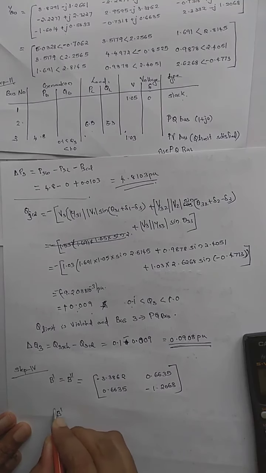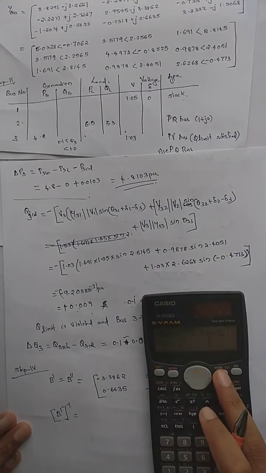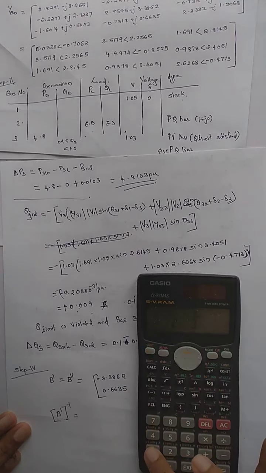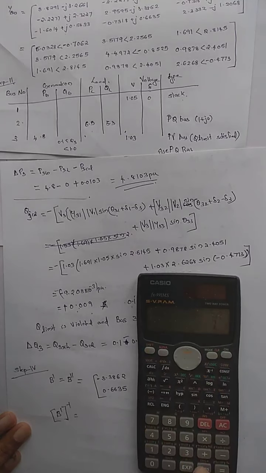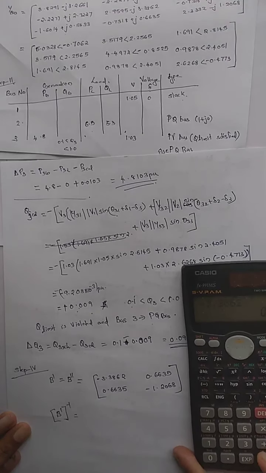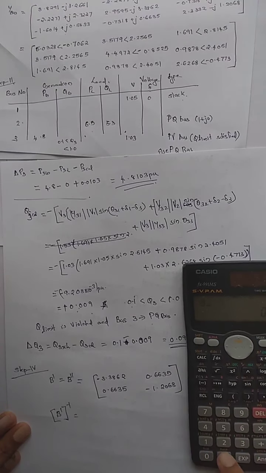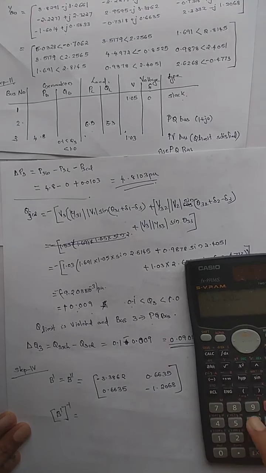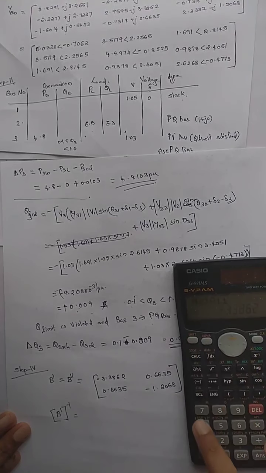So what will be my value for B dash inverse? For B dash inverse, I am putting it into matrix: shift mat, dimensioning first matrix 2, A11 is minus 3.3862, minus 3.3862, then 0.6635 and minus 1.2068. This is my matrix. So shift mat 3, 1 matrix inverse, isn't it?